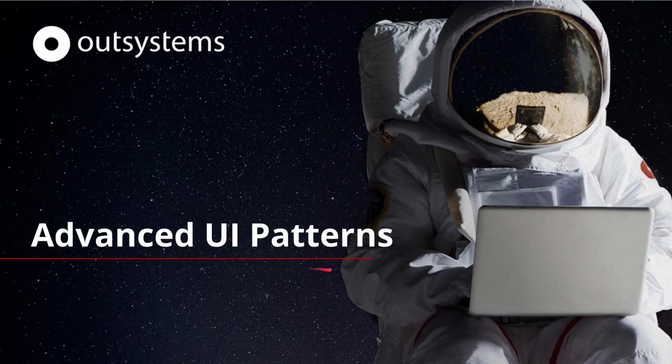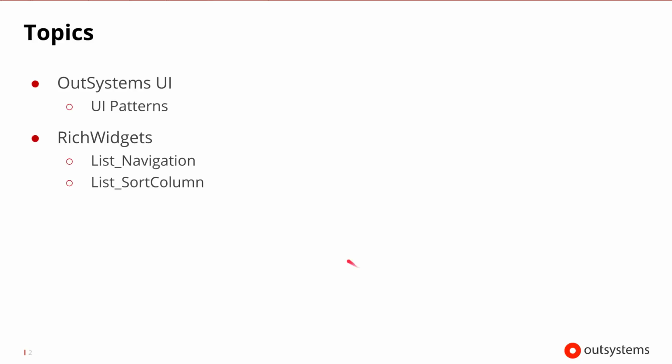Welcome to Advanced UI Patterns. In this session, we're going to look at some of the advanced UI patterns that are a little bit beyond the basic widgets that we've been working with so far. Those will include the OutSystems UI, which has its own set of UI patterns, which are slightly more advanced types of widgets. And then we'll talk about rich widgets. Two rich widgets that we'll talk about specifically are the list navigation and the list sort column. So let's go ahead and get started.